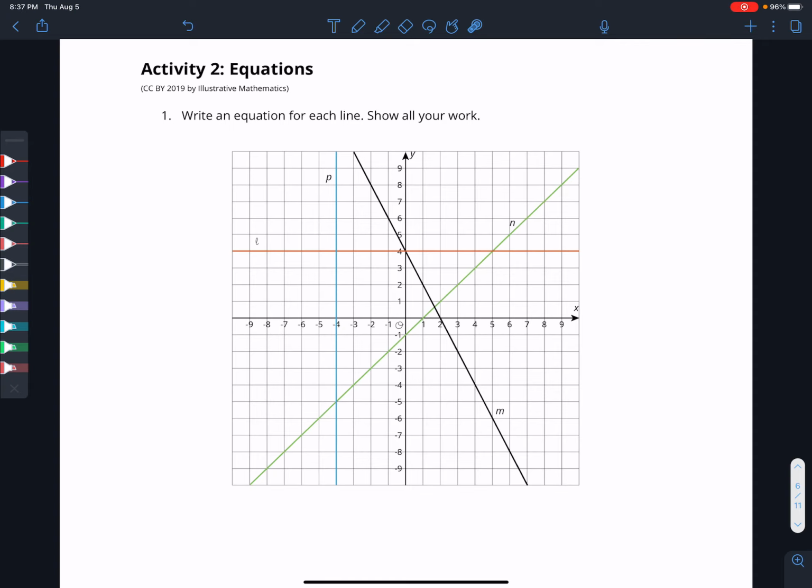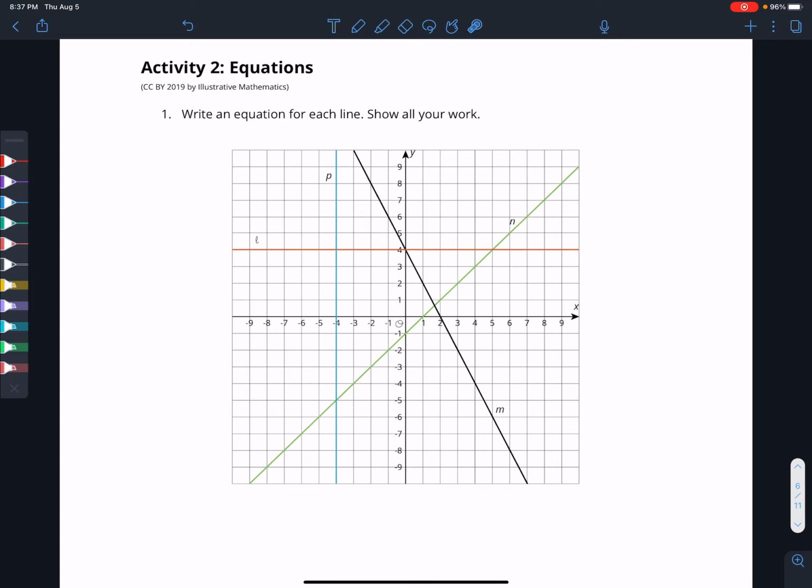All right, here we go. We're going to look at activity 2, equations. So write an equation for each line and show all your work for this.